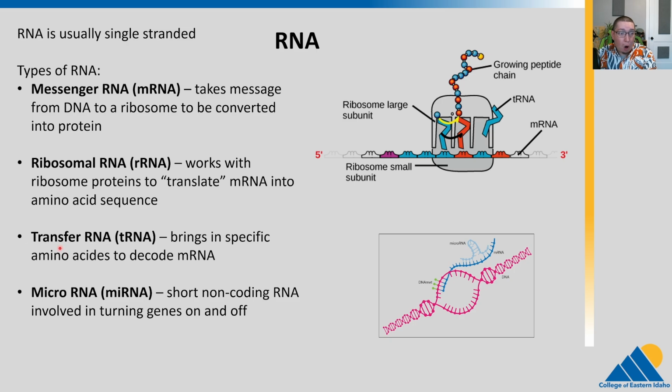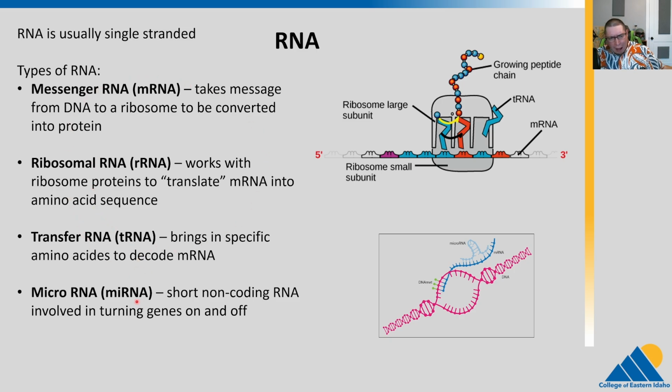Another type of RNA is called transfer RNA, or tRNA. This will be involved in the actual decoding of the mRNA. So here's our ribosome, here's our mRNA, and then we have these things called tRNAs. tRNAs come in and they match up with the mRNA, and they bring with them the amino acids that will get built into a protein chain. So they're kind of helping translate the message. Okay, so all three of these things work together.